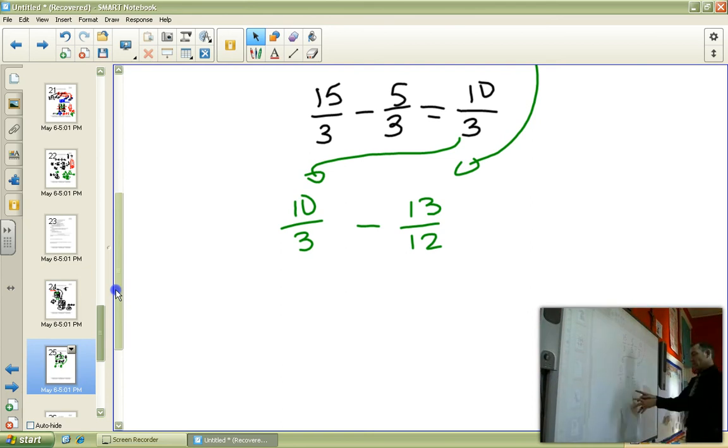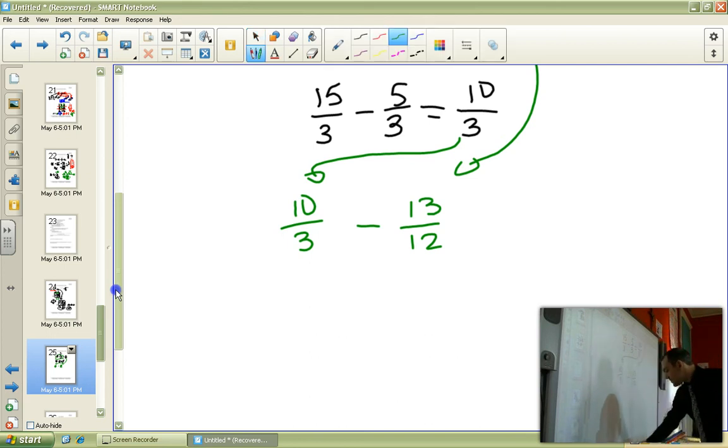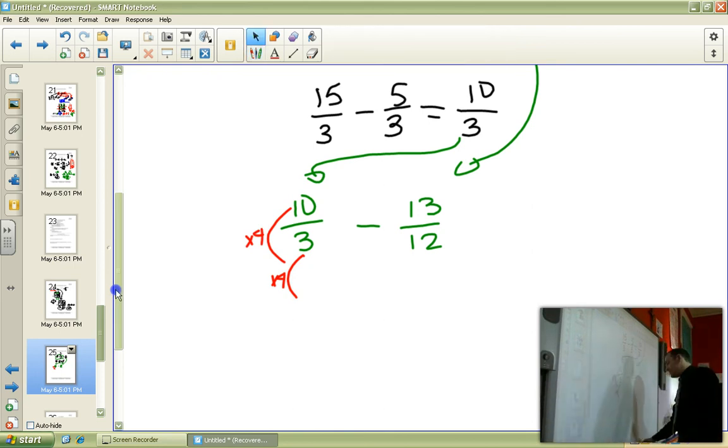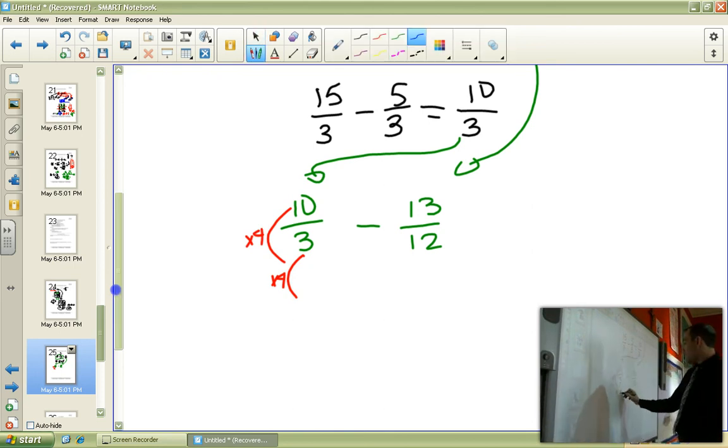You saw in the previous one that our common denominator is going to be 12. Okay, so in order to get from 3 to 12, I'm going to multiply by 4. So I'm just going to do this. I'm going to bring that 3 down, multiply top and bottom by 4 times 4. So I'm going to end up with 40 over 12 minus 13 over 12.